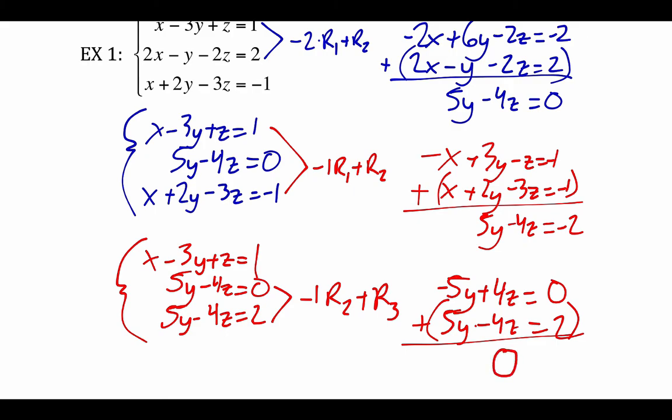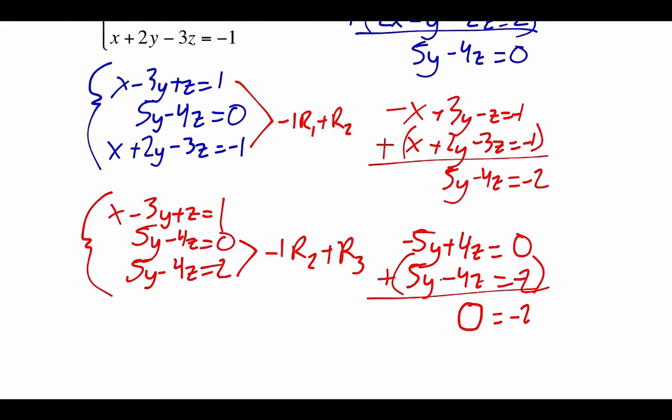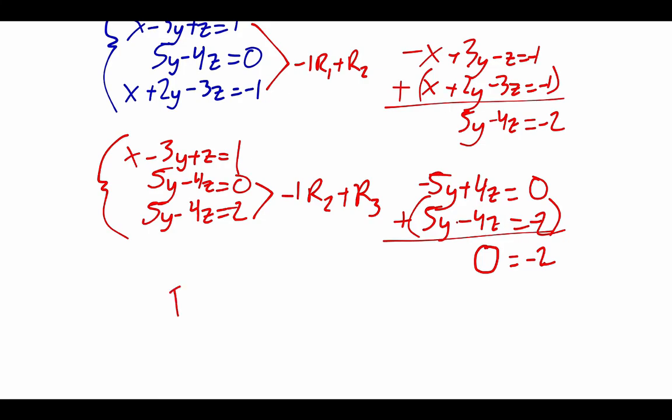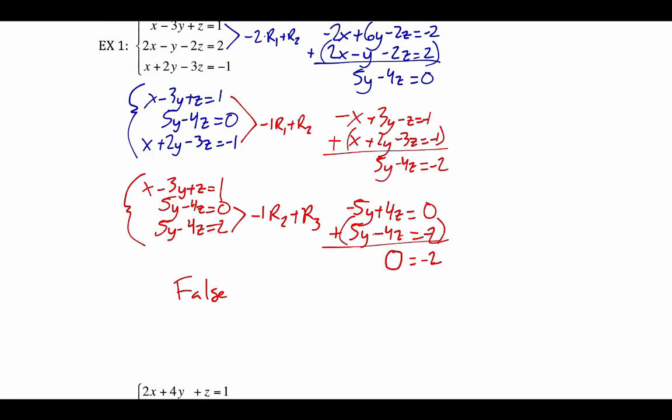Oh, also, sorry, I forgot a negative symbol in there. My apologies, that was negative 2. Not that it's going to make much of a difference. On the right side, we have 0 plus negative 2 gives us negative 2, which is just not true. 0 is not equal to negative 2. So we say this is false. And if we have a false statement, that means there are no solutions.